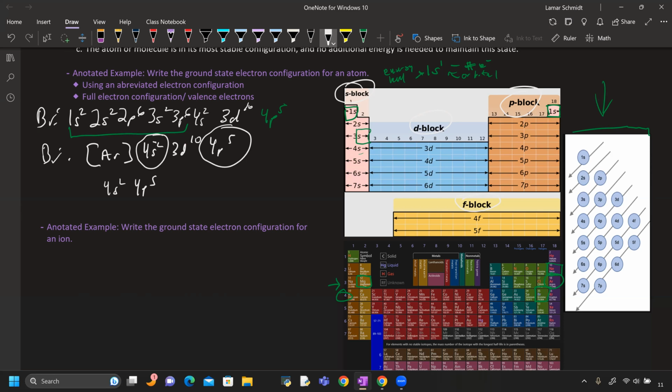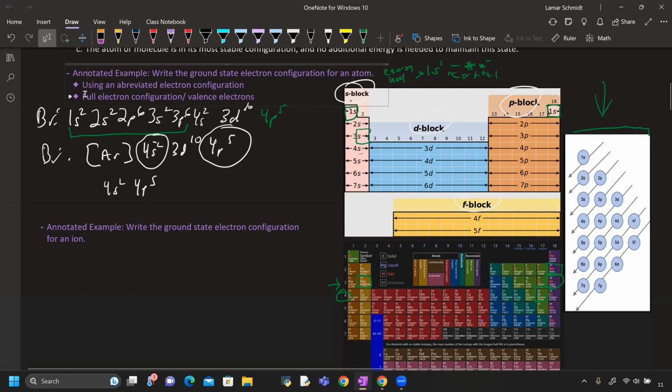All right. And then let's go to another example, the annotated example. Got annotated spelled incorrectly, but that's okay. We'll live. So there we go. It says write the ground state electron configuration for an ion. Okay. So ions, as we know, are atoms with a charge. And how do atoms get a charge? They get a charge by gaining or losing electrons, all right? If it forms a cation, it's going to lose an electron. And if it forms an anion, it's going to gain an electron.